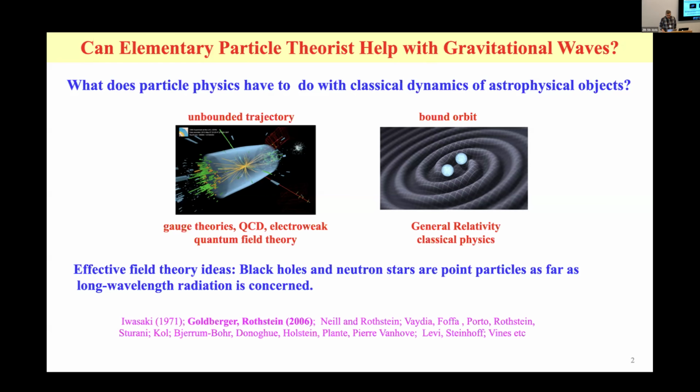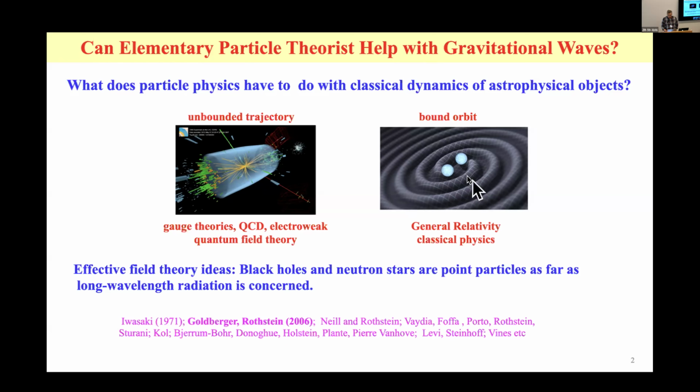In collider physics, you know pretty well, maybe you shoot in some protons at the Large Hadron Collider, and then there's an interaction. Actually, this one happens to be a Higgs event. And the theory that we use is quantum field theory: quantum chromodynamics, electroweak theory. And that looks to be a very, very different problem from general relativity, where you have a bound orbit of, let's say, two black holes, and they're emitting gravitational waves. But if you look at it the right way, in fact, these problems are very closely connected.